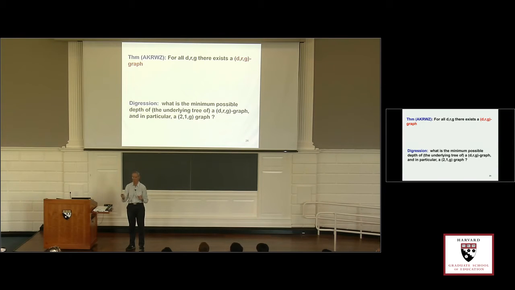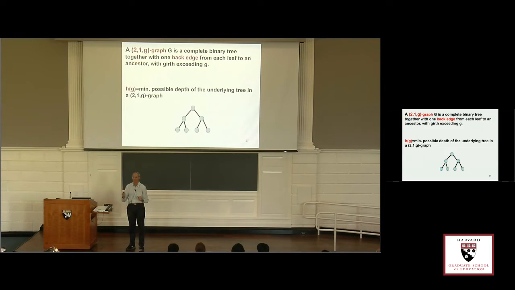So what is a 2-1-G graph? I think I have a picture again. A 2-1-G graph is a complete binary tree that goes to some depth. And then from each leaf, we have one edge that goes to an ancestor. And we want the girth to be bigger than G. So only one parameter, G. Let me denote by h of G the minimum possible depth of this underlying tree of a 2-1-G graph. You want to understand this quantity.